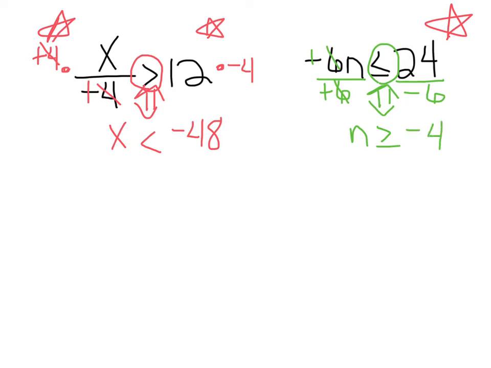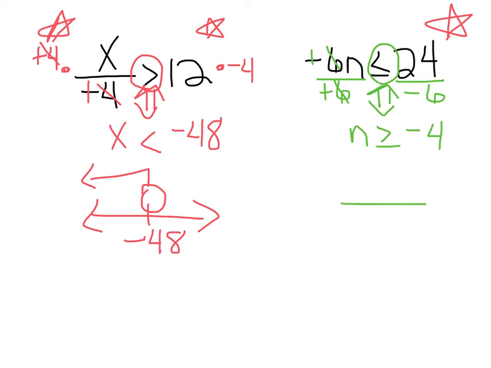If we want to graph this, x is less than negative 48. I'm looking for the number negative 48. I'm looking for an open dot because it is not inclusive, and I'm looking for your arrow to go to the left.